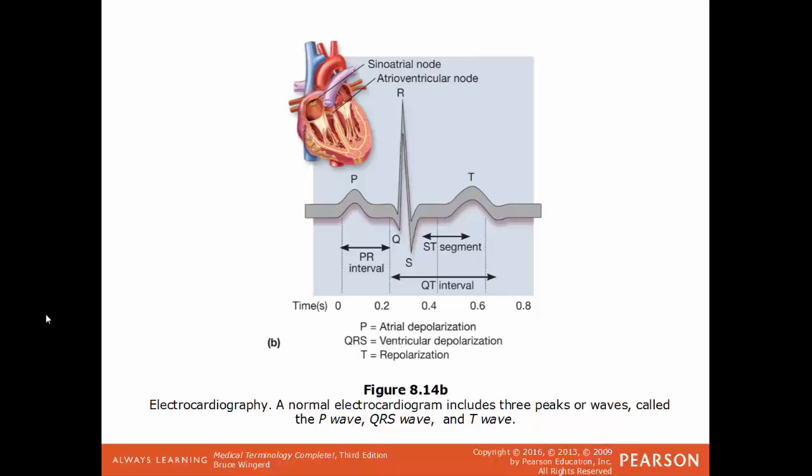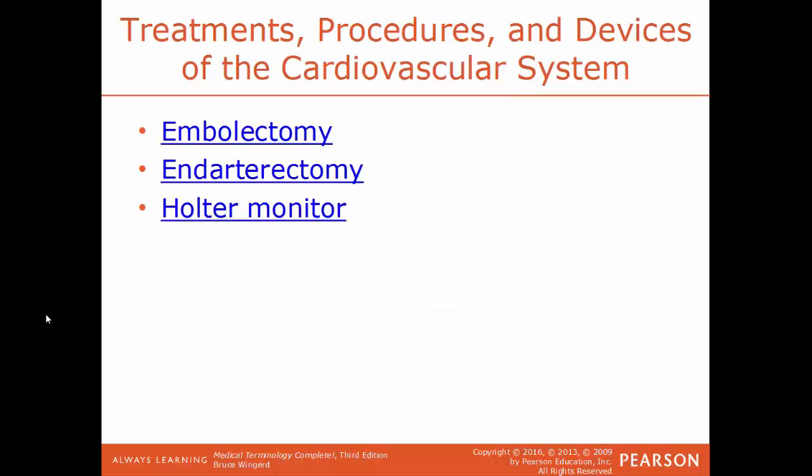So knowing what these peaks and these valleys represent and knowing how it should look is a very good diagnostic tool to be able to tell what is going wrong with that patient. So next term, embolectomy. This is the surgical removal of an embolus, a traveling blood clot.